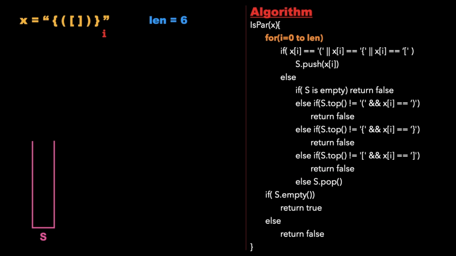Now the value of i exceeds the length of the string. So we exit the for loop and check whether the stack is empty, which is true. Therefore, we return true.